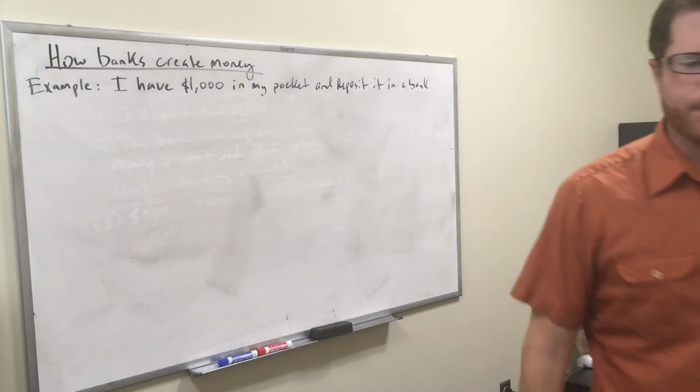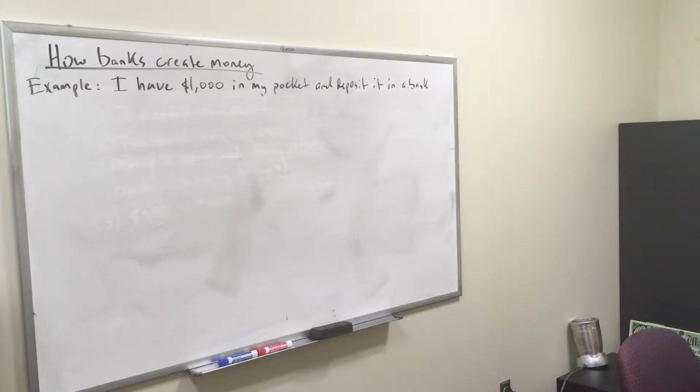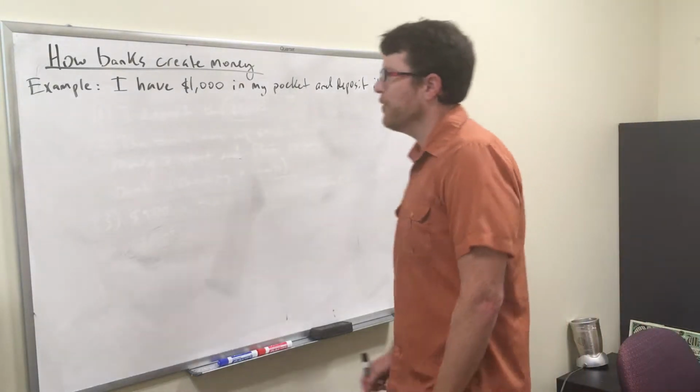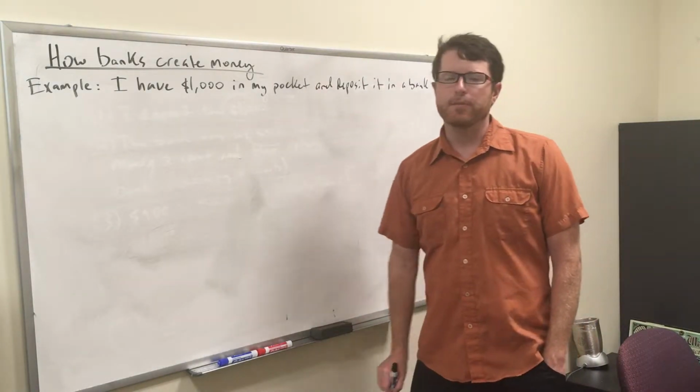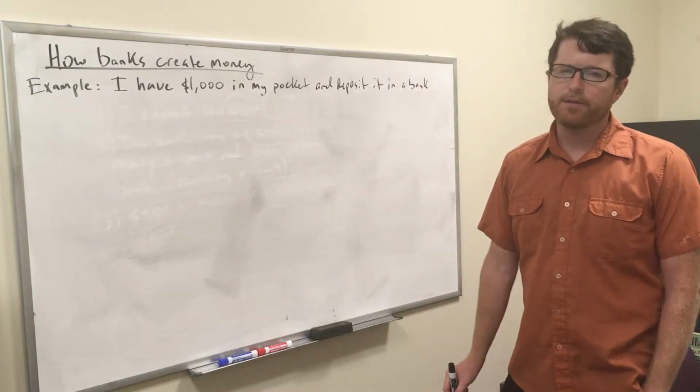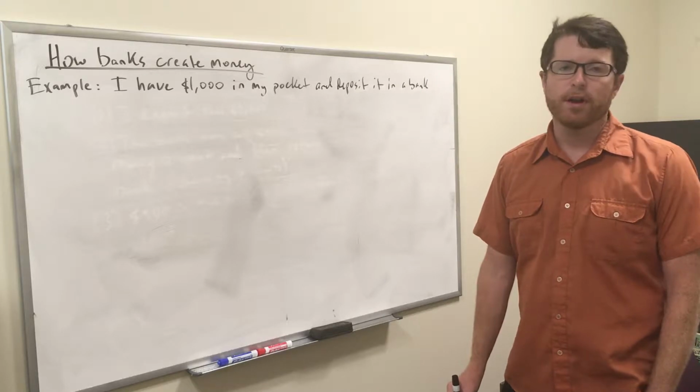I've got $1,000 in my pocket and I deposit it in a bank. All right, we could try to do what we just did and add up all of those iterations, but that would take a really long time. Instead, we can use a shortcut.